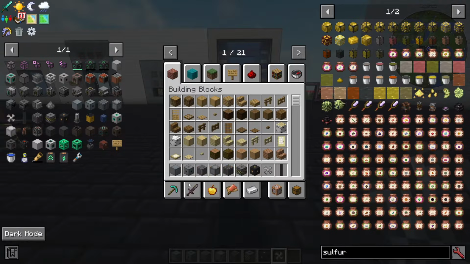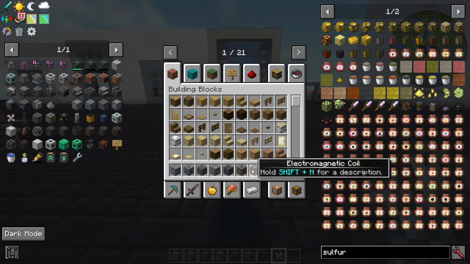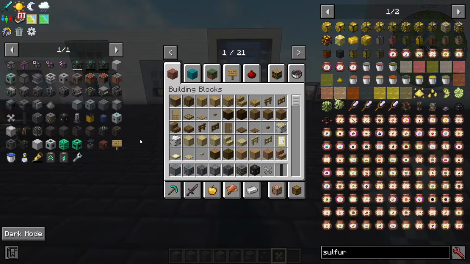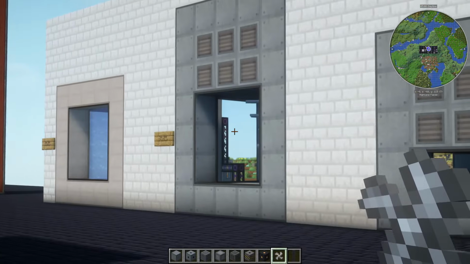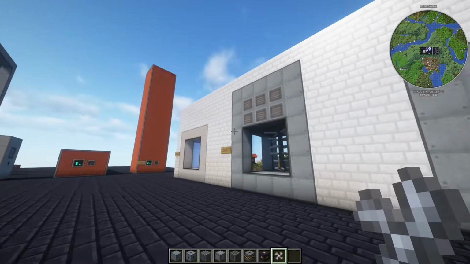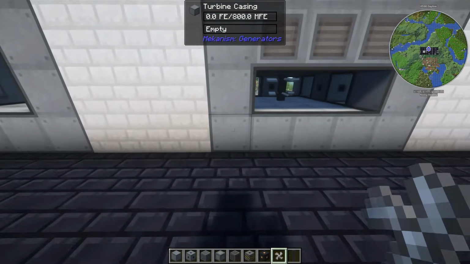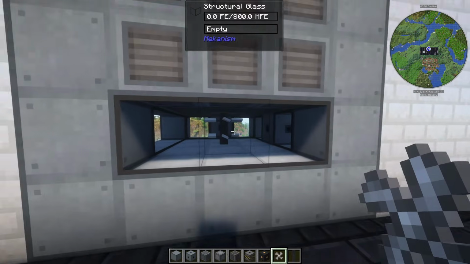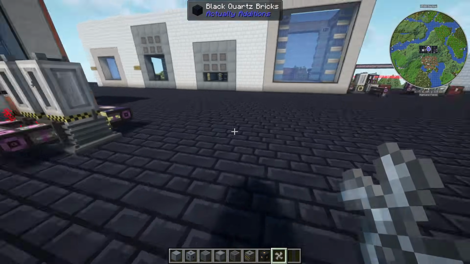So you're gonna need turbine casings, turbine valves, turbine vents, saturating condenser, pressure disperser, rotational complex, electromagnetic coil, turbine blades, and turbine rotors. And then you can also use structural glass, which is what I'm using there and there, so that you can see inside of the turbine. And by the way, a 5x5 is actually the smallest turbine that you can make. I'll go ahead and make a little bit of a larger one here.